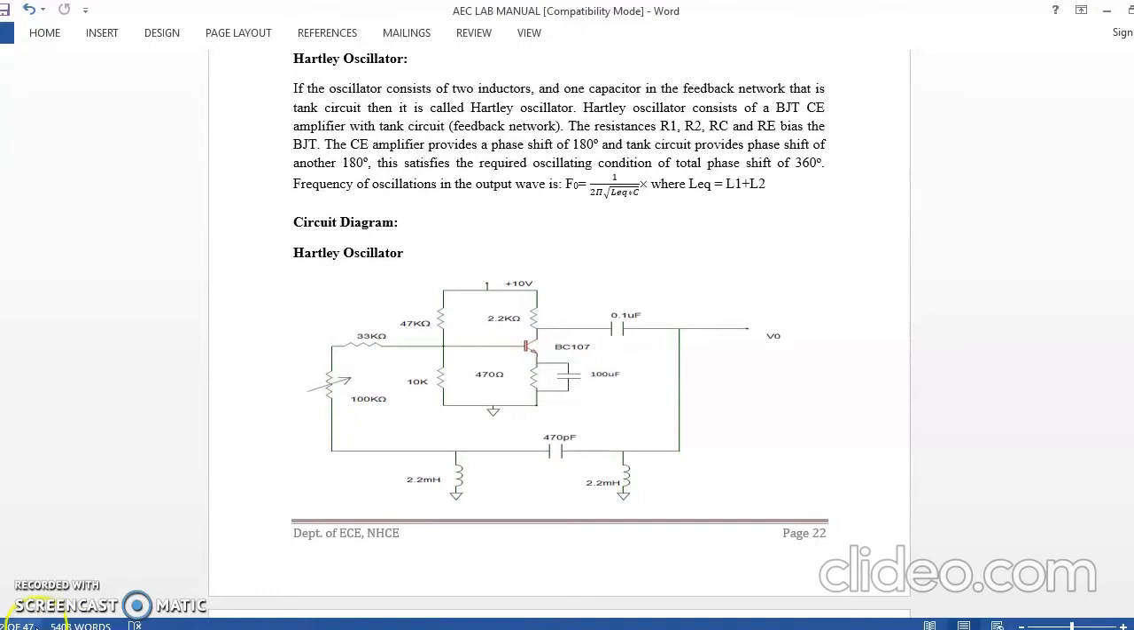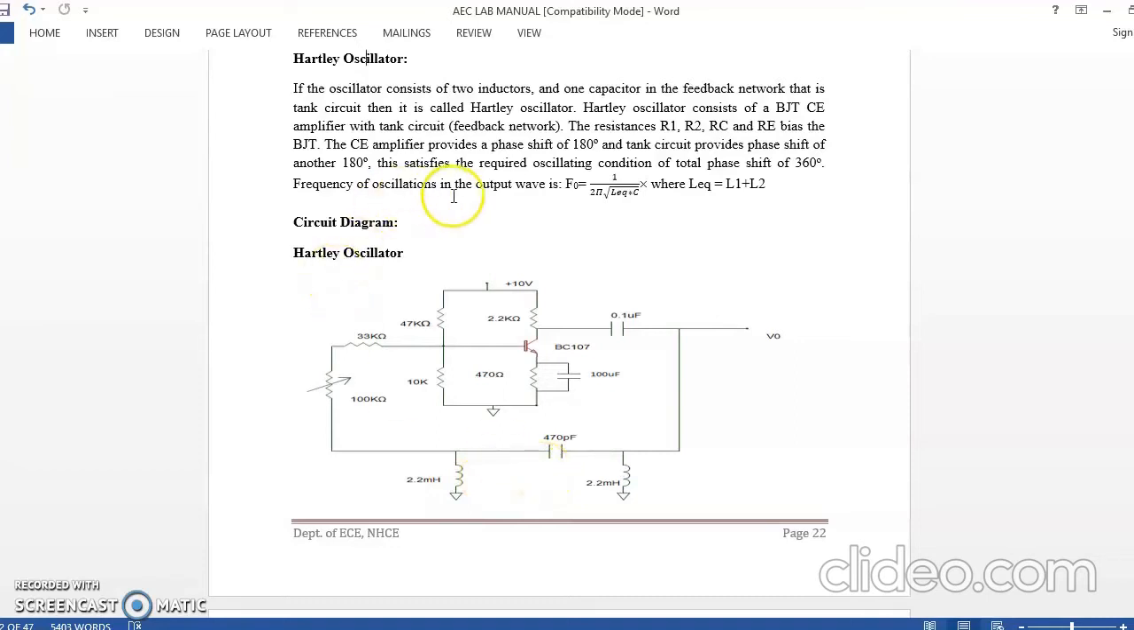The Hartley oscillator consists of BJT in common emitter configuration and tank circuits in the feedback path. Resistances R1, R2 and RE bias the transistor, and common emitter configuration provides 180-degree phase shift. An additional phase shift of 180 degree is provided by the tank circuit. The tank circuit consists of two inductors and a capacitor, and it is also known as an LC oscillator.